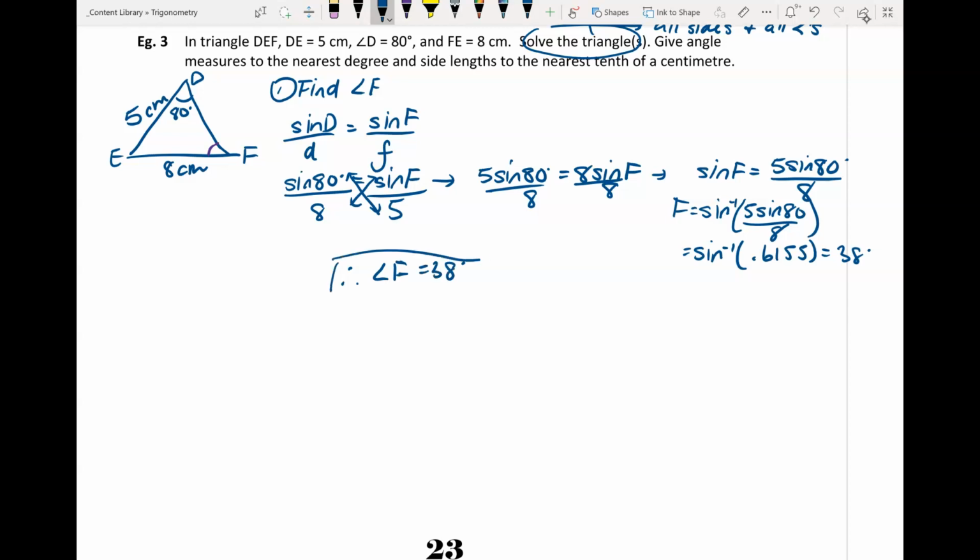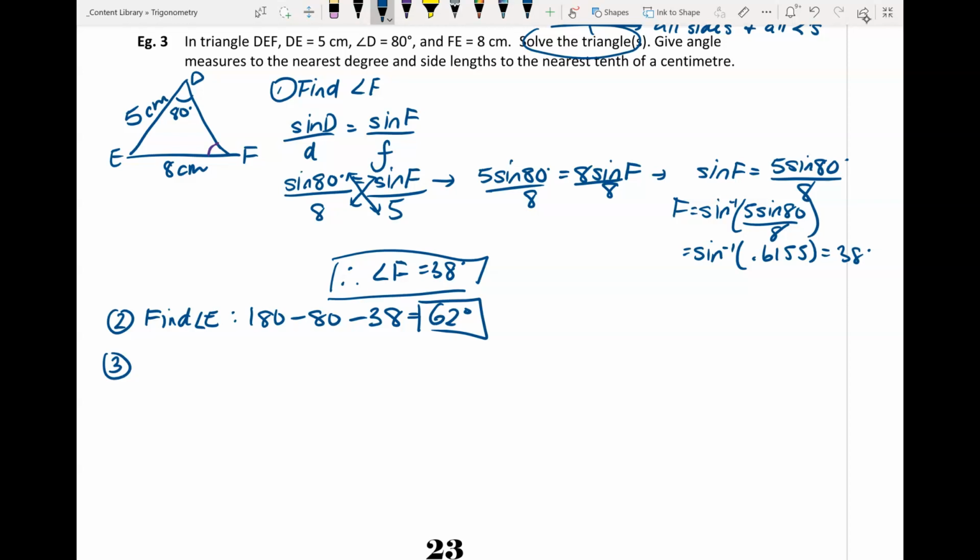This is one solution that we have. Now that I have angle F, I could also find the third angle, because we know that if we add 3 angles together in a triangle, this creates 180 degrees altogether. So my next step is to find angle E, which is 180 minus angle D minus angle F. That's 62 degrees, and this is the other answer. Now we're just missing one piece of information, which is side E. That's what we're going to find next.